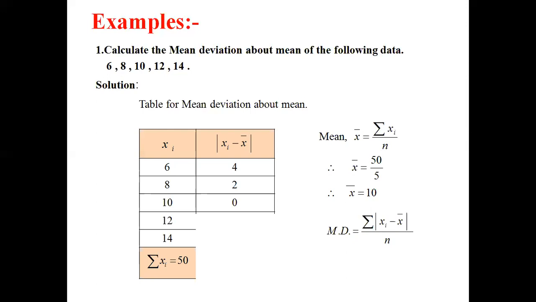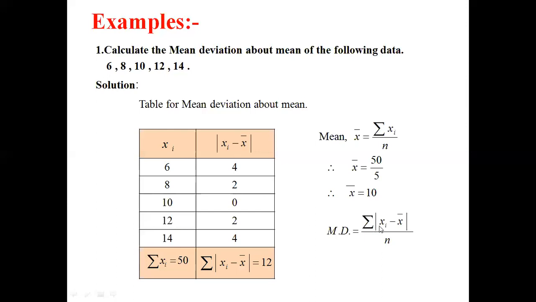12 minus 10, which is equal to 2, and mod of 2 is equal to 2. Next, 14 minus 10 is equal to 4, and mod of 4 is equal to 4. And at the last, just take out the sum of all these values. It is 4 plus 2 plus 0 plus 2 plus 4, which is equal to 12. Now substitute this value in the formula.